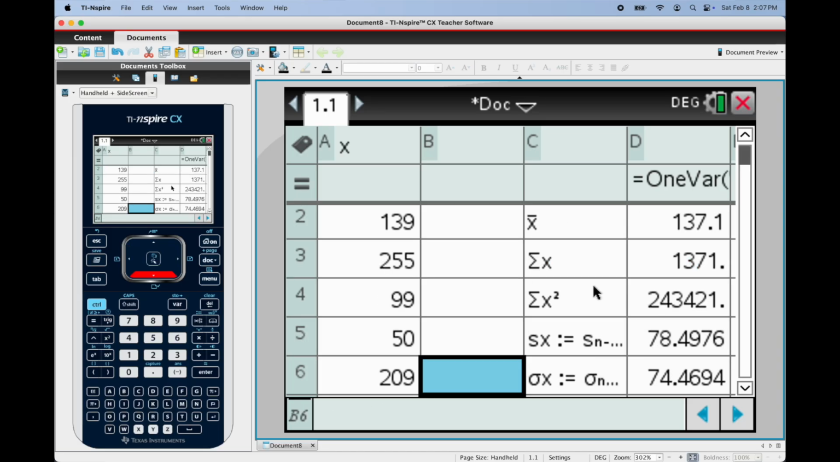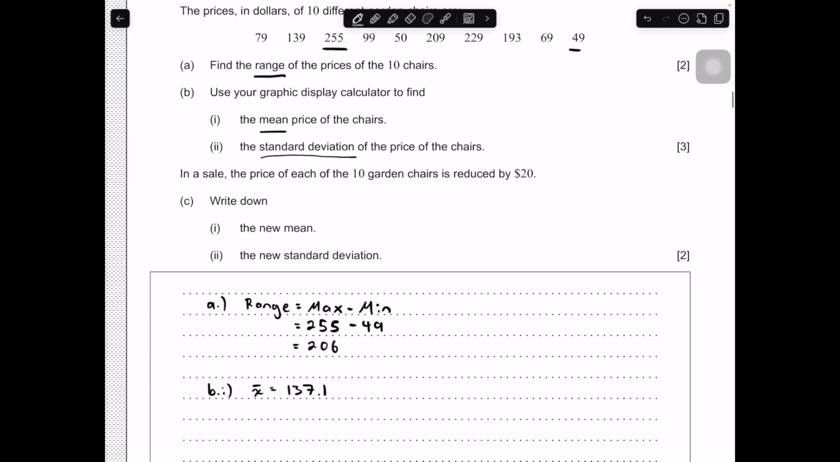Alright, let's go back to the calculator and find the standard deviation of the price of the chairs. Standard deviation, this question is actually a little more complicated. We have this Sx, which is the sample standard deviation, and then this sigma x, which is our population standard deviation. So let's just go back to the document for a sec, because we see we have these two different values here on the calculator, but let's go back to the document and kind of talk about this.